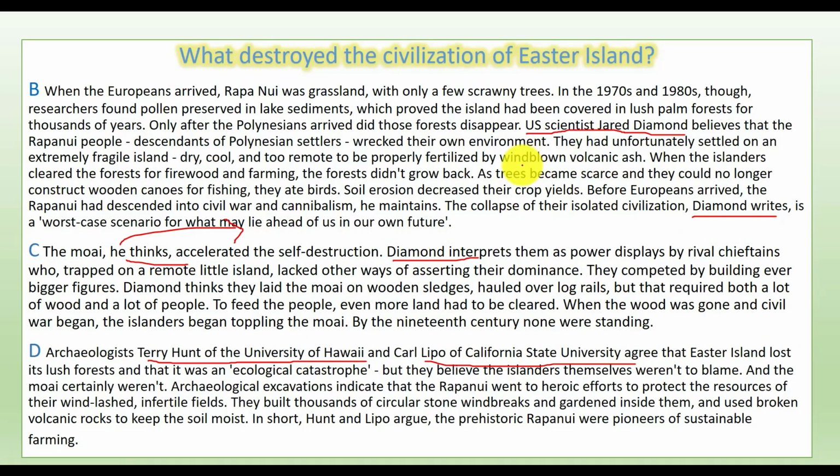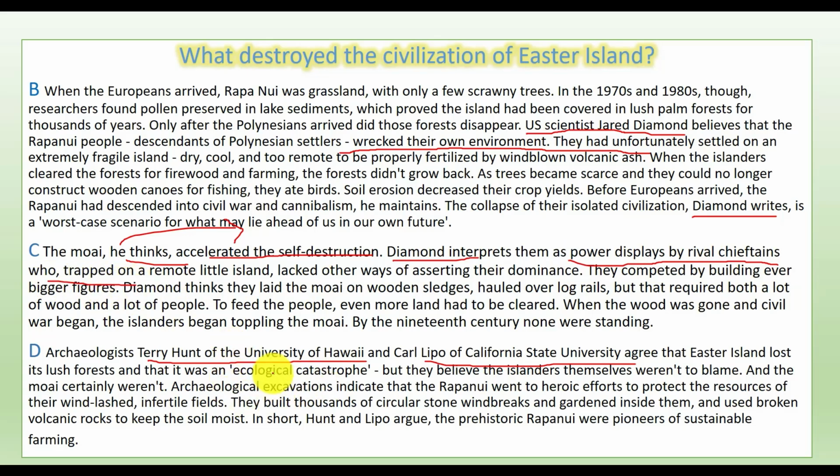Now, as far as I remember, okay, US scientist Jared Diamond believes that the Rapa Nui people, descendants of Polynesian settlers, wrecked their own environment. Diamond thinks that they destroyed their own environment. Okay, and in the second paragraph, he again states that the Moai statues accelerated the self-destruction. Diamond interprets them as a power display by rival chieftains.